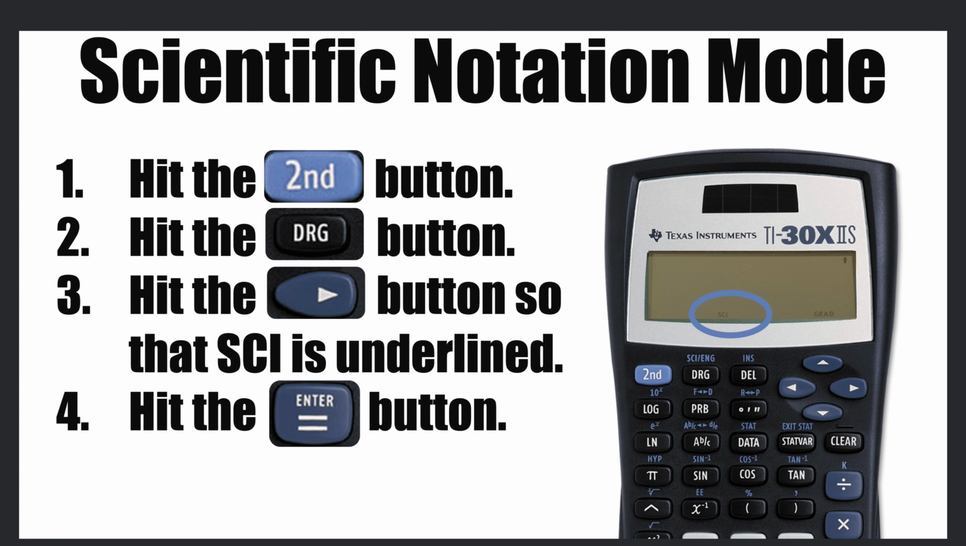Once you hit enter, on the bottom of your calculator you should see the setting says psi. That means that it's in scientific notation mode. If you need to reverse this, hit the second button, hit DRG, hit the arrow that goes towards the left, underline flow, and then hit enter.